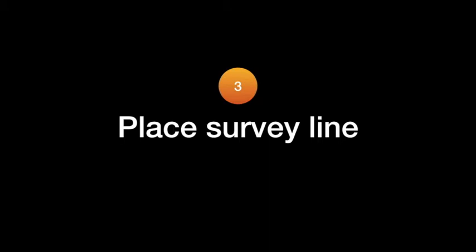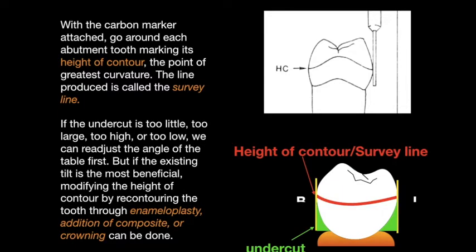Okay, so after tripoding, the third step is to place the survey line. So what does the survey line mean? Actually, when you use the surveyor with the carbon marker attached, and you go around the tooth, you can mark the height of contour. And finally, you can connect all the points into a line. And this line is called the survey line. So basically, the survey line is the height of contour of the tooth. They are the same. The difference is just that the survey line is the line that you mark using the surveyor with the carbon marker.